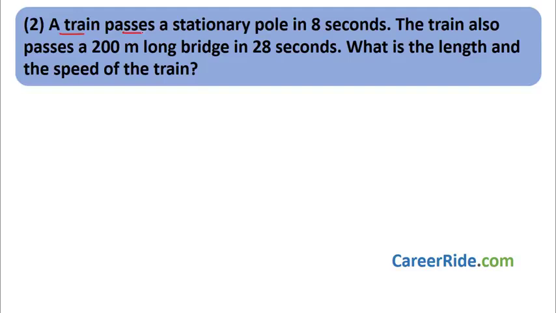A train passes a stationary pole in 8 seconds. The train also passes a 200-meter long bridge in 28 seconds. What is the length and the speed of the train?